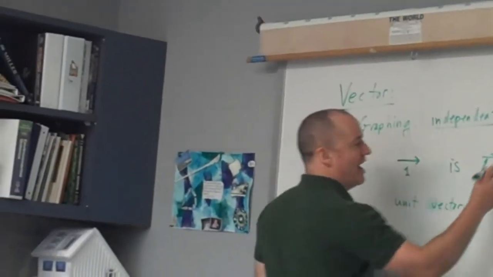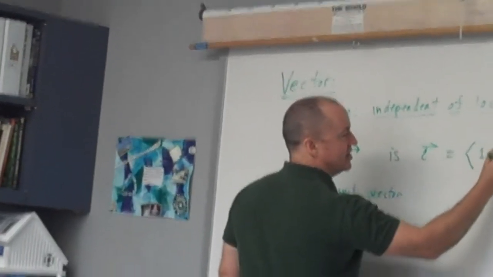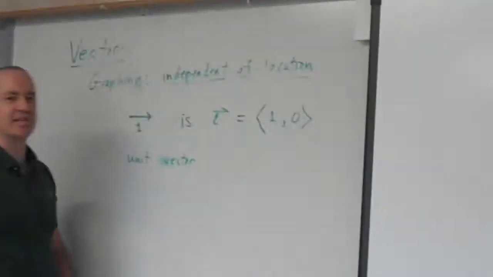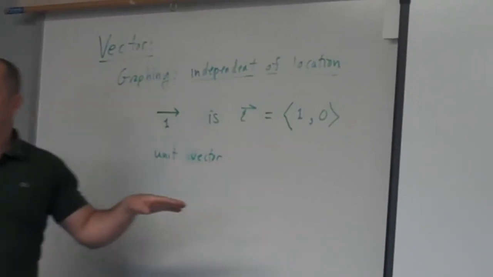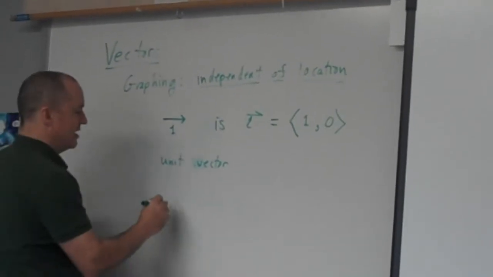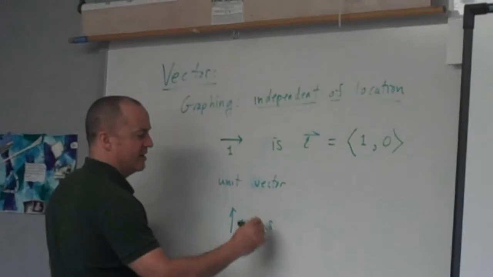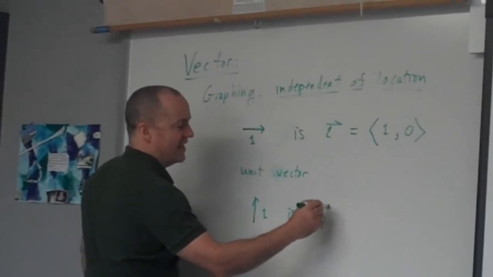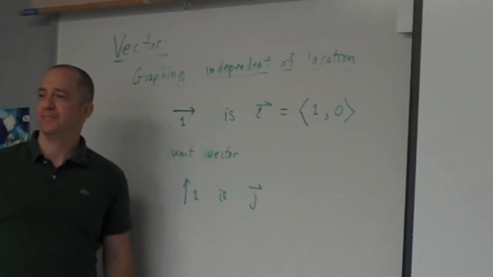Okay. Now I equals 1, 0, because it is a vector that represents something going 1 unit to the right and no up or down. If you have a vertical unit vector, 1 unit long, that's called J with an arrow over the top. Incidentally, if any of you go into electrical engineering, J with no arrow means the square root of -1.